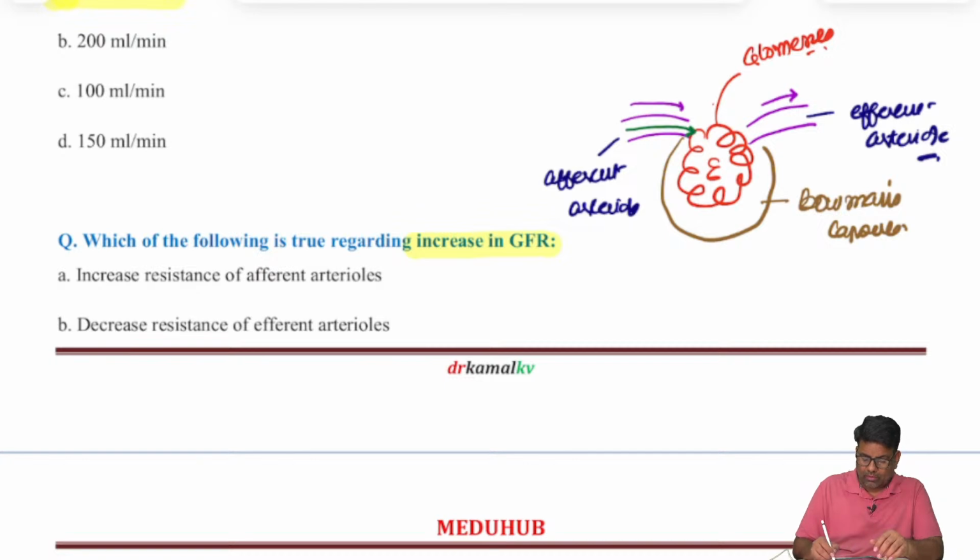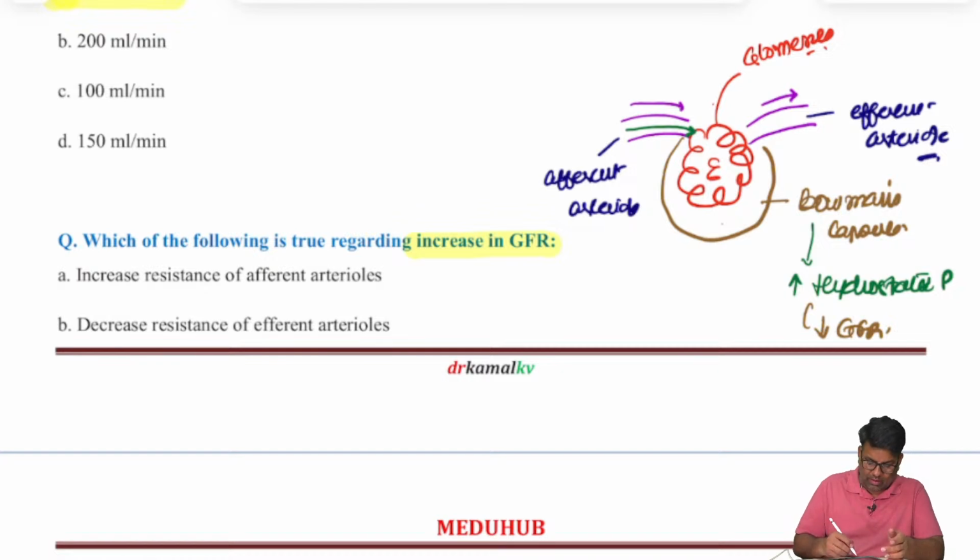Now, if there is an increase in hydrostatic pressure in the Bowman's capsule, that will decrease GFR, right? So if there is an increase in hydrostatic pressure, this will reduce GFR.